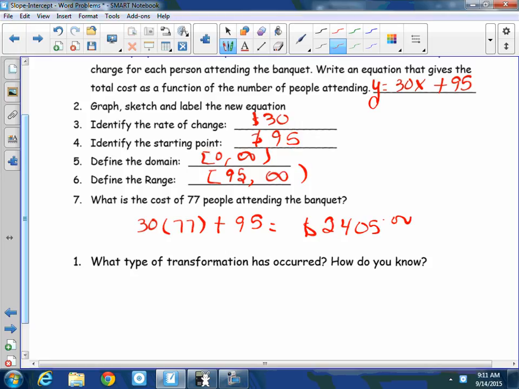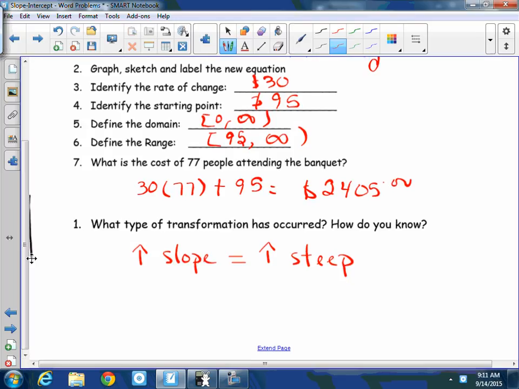All right, what type of transformation has occurred? Okay, so I doubled, I increased the slope or the unit rate, right? And what did it do to my graph? Made it steeper. Made it what? It means that it was steeper. More steep, right? Or steeper. Okay, so let's write it in function notation. It went from f of x to what?